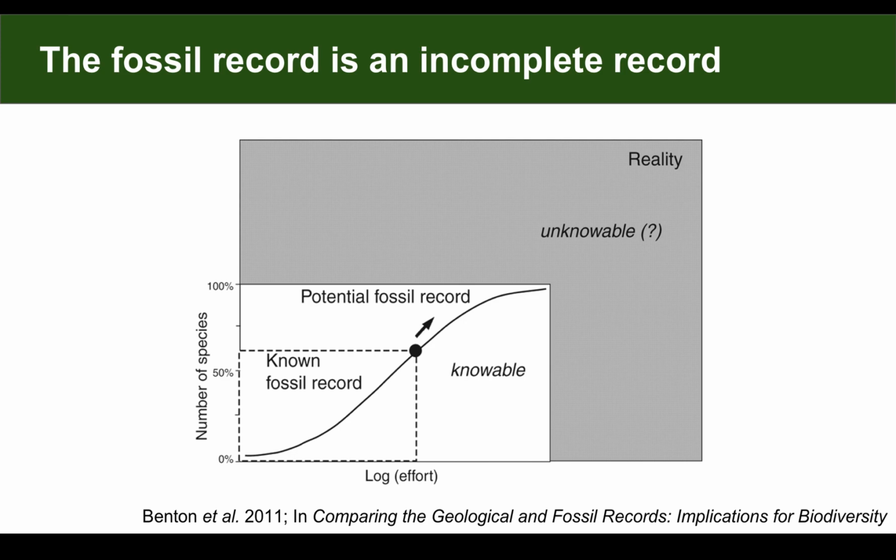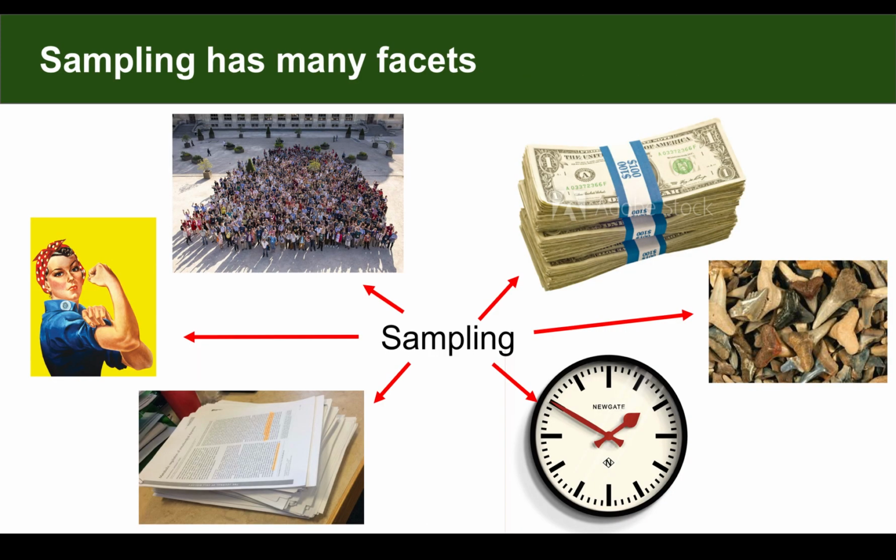So that effort is one way to consider how we can make the fossil record better, but sampling in general as a concept has many different facets to it. Effort is represented on the left here, but you could also think of the number of scientists towards the top left, the number of papers at the bottom left, the amount of money, maybe in terms of grants, if we want to be very ruthless, in the top right, the amount of time spent on something at the bottom right, or just the number of fossils, which is what's shown on the right here.